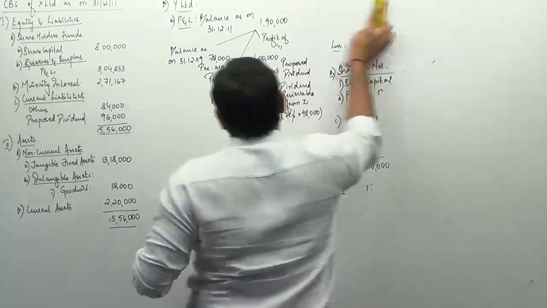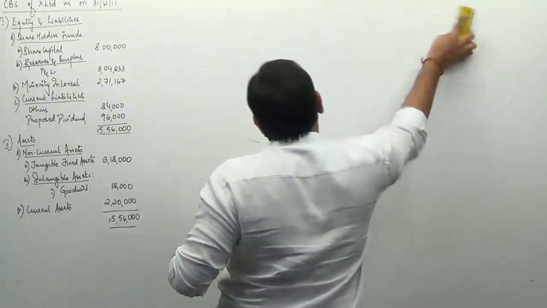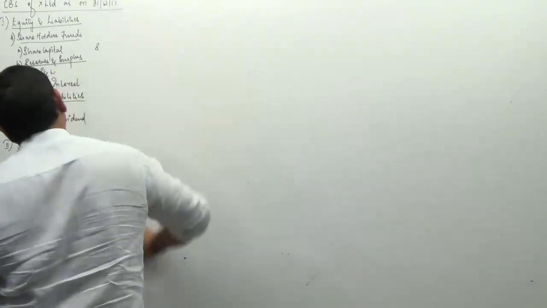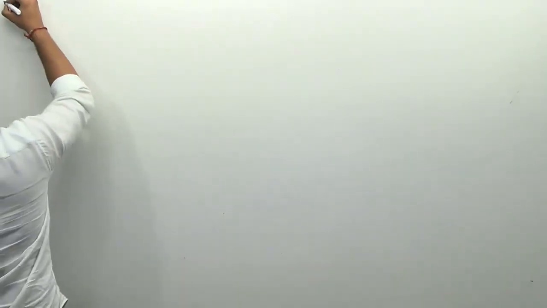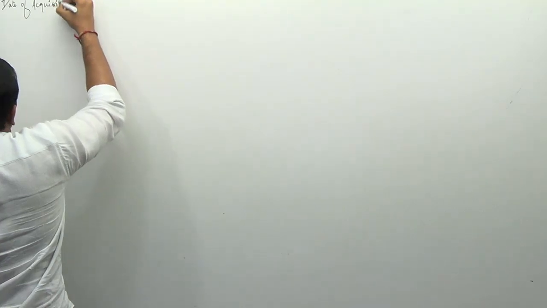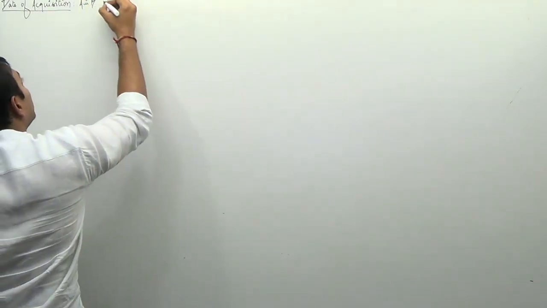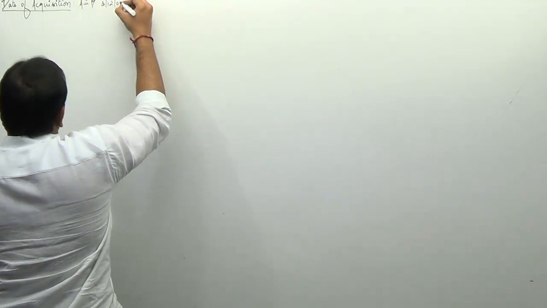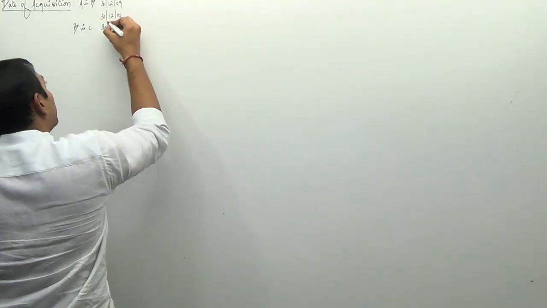Start with your date of acquisition, guys. A and B, two dates of acquisition. B and C, single date of acquisition. And then go for the shareholding patterns. Date of acquisition, A and B, two dates, 31st December 2009 as well as 31st December 2010, but B and C is only on 31st December 2010.